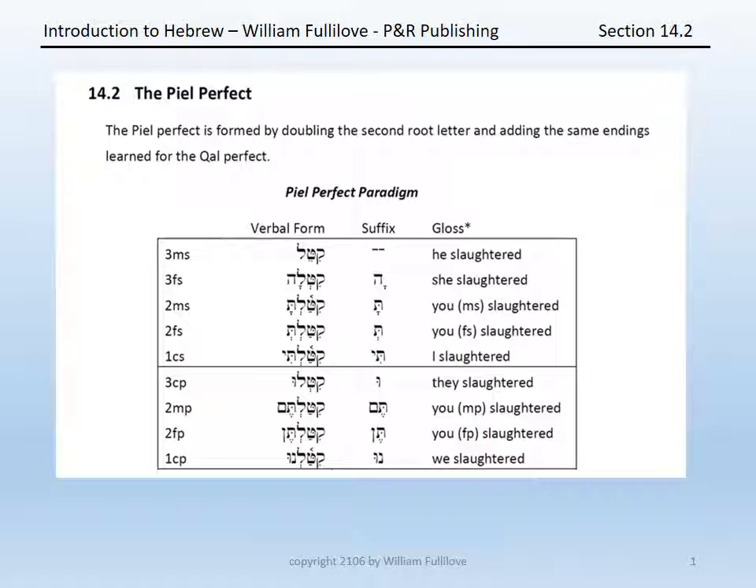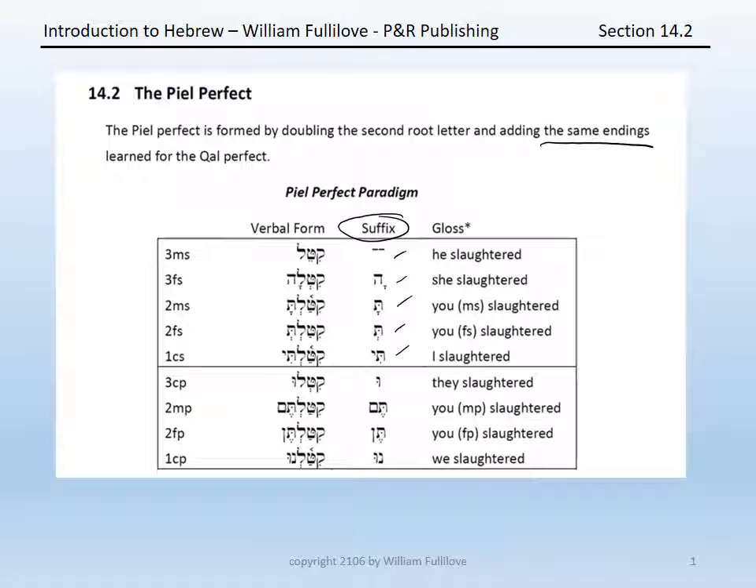You are simply applying them to a form that has a doubling of the second root letter and a different vowel pattern. With the Piel perfect, for instance, you form the verb by doubling the second root letter and adding the very same endings that you have already learned for the Qal perfect. So if you consider the suffix that's added to the verb form, it is the exact same suffix you're used to. None for the 3ms, a for the 3fs, ta for the 2ms, t for the 2fs, t for the first common singular, etc.